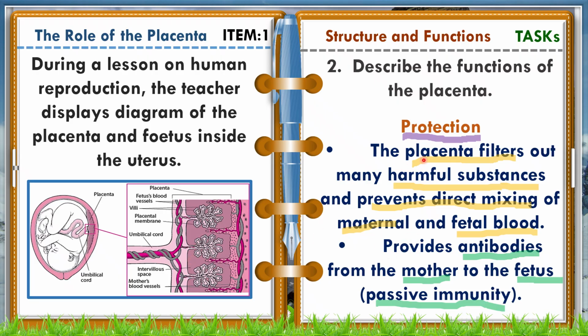Protection: we have said the placenta filters any harmful substances, and it prevents direct mixing of the mother's blood and the baby's blood. It also brings antibodies from the mother to the baby, and it gives passive immunity to the baby.